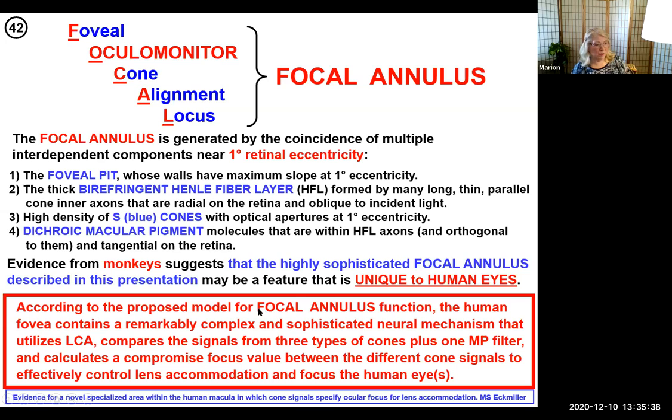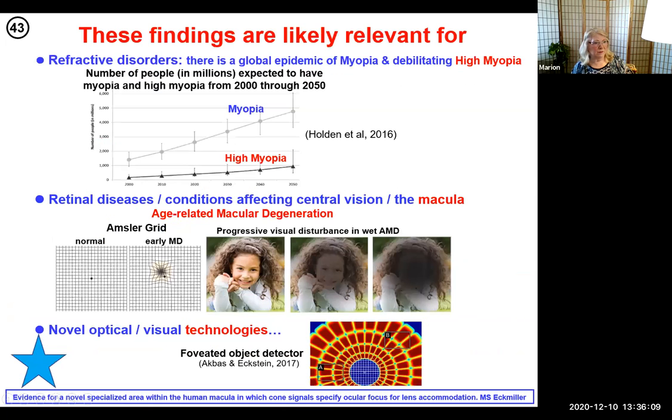So according to the proposed model for focal annulus function, the human fovea contains a remarkably complex and sophisticated neural mechanism that utilizes LCA, compares the signals from 3 types of cones plus 1 macular pigment filter, and calculates a compromise focus value between the different cone signals to effectively control lens accommodation and focus the human eye or eyes. So these findings may be relevant for refractive disorders, which I might mention.